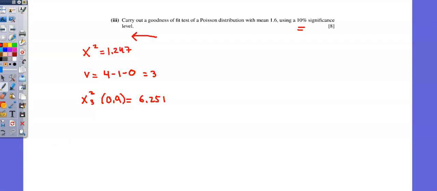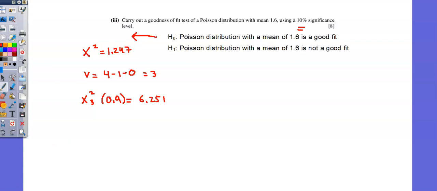Now I'm going to compare, but I realize I need to complete an earlier step, which is the identification of the null and alternative hypotheses. And here they are. The null hypothesis, Poisson distribution with a mean of 1.6 is a good fit. Alternative hypothesis, Poisson distribution with a mean of 1.6 is not a good fit. From there, I calculate my chi-squared. Then I have my critical value lookup. Now, with those values, I compare.